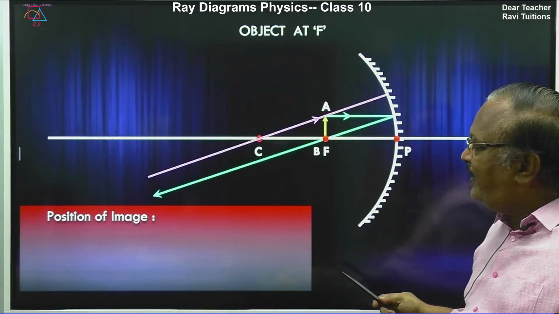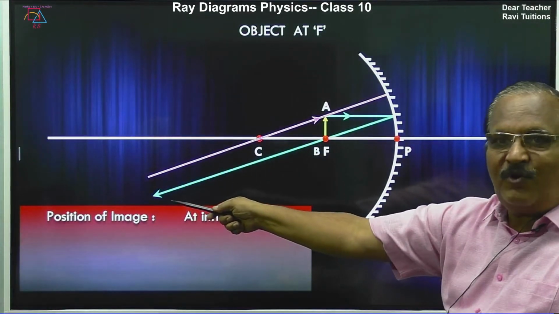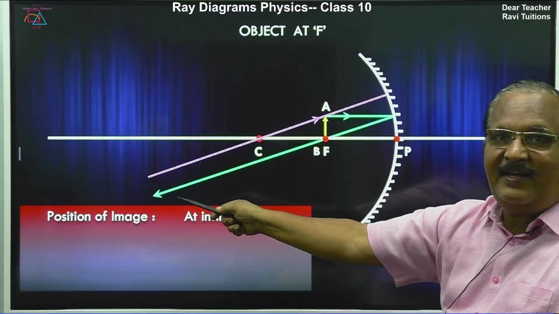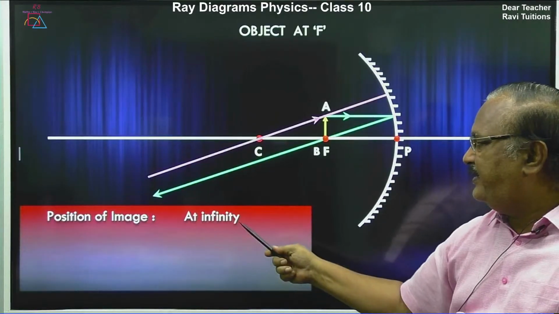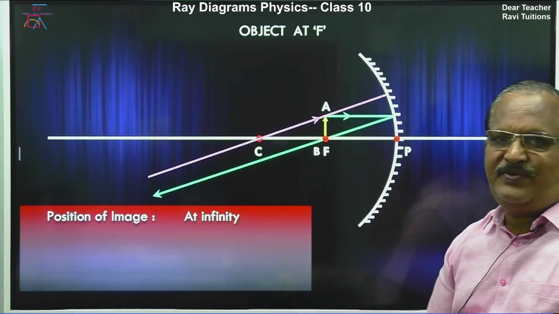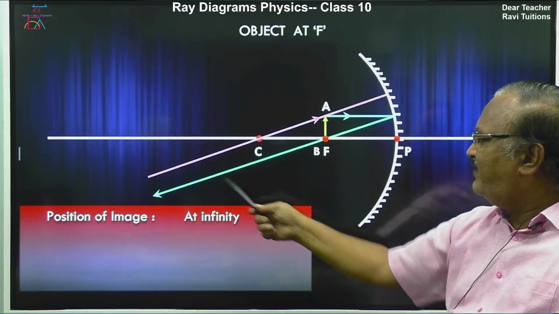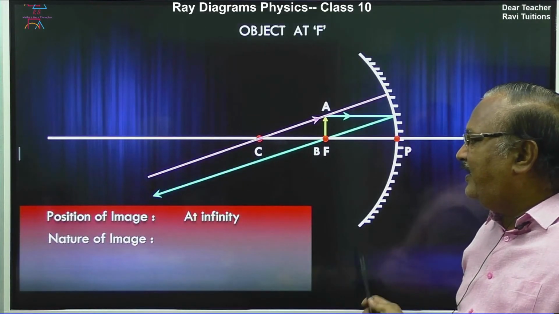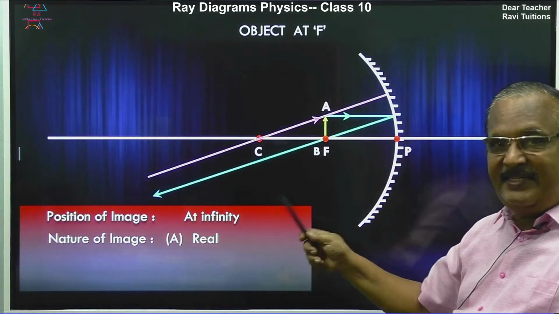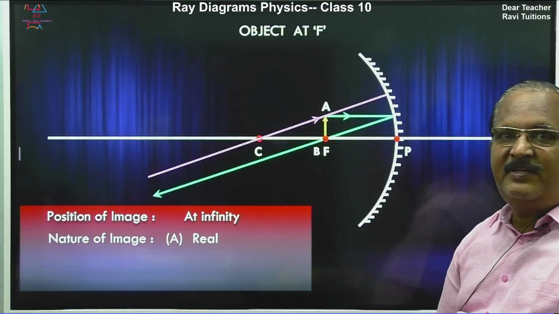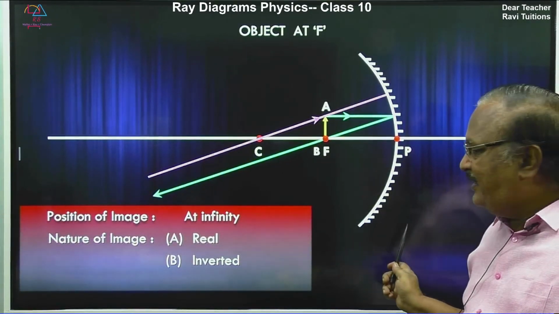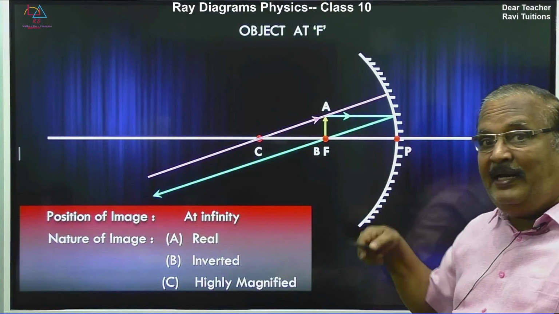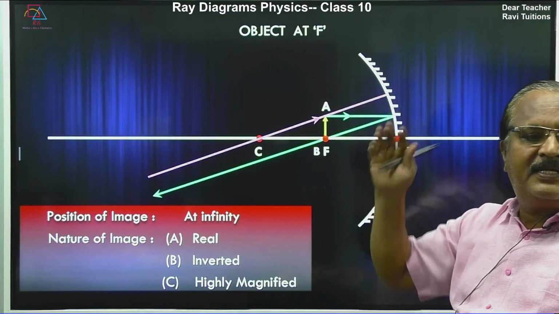So both rays meet at infinity. They are not intersecting definitely, but they will intersect at infinity. Beyond C is infinity only. So the position of the image is infinity, and the nature of the image: it is real because it is in front of the mirror, it is inverted, and it is highly magnified, very big, enlarged.